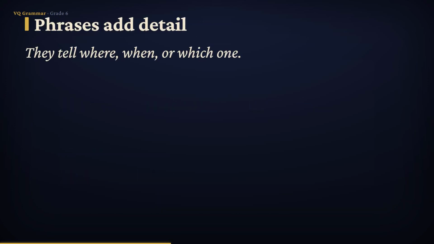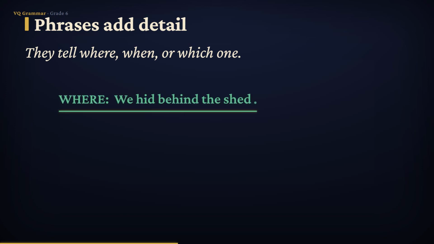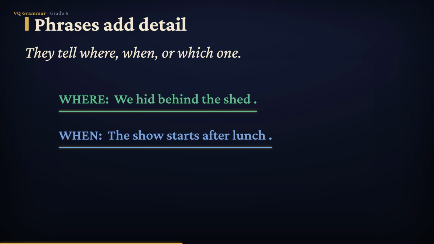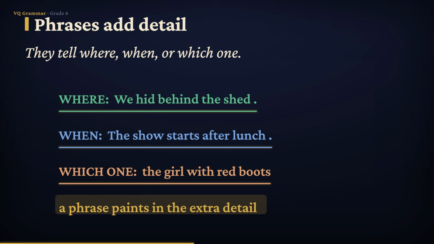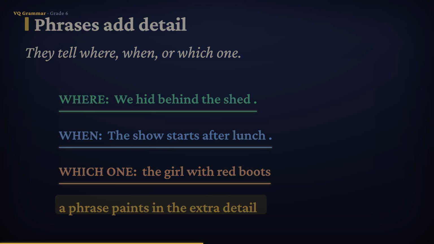Why do we even use these phrases? Because they add detail, and they answer handy little questions. A phrase can tell you where. We hid behind the shed. It can tell you when. The show starts after lunch. And it can tell you which one. The girl with red boots. See how each phrase paints in an extra detail the sentence would be missing without it? That's their whole job, filling in where, when, or which one.